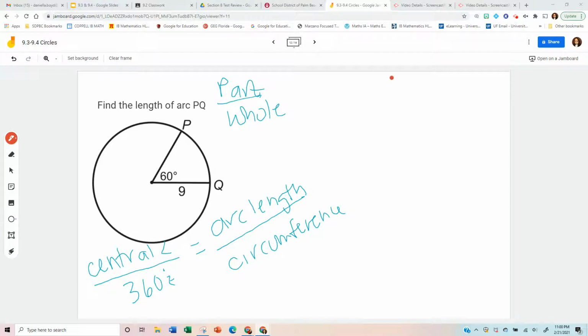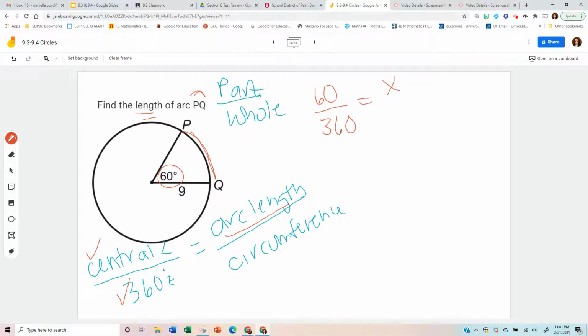Okay, so I'm going to start setting up this proportion. This right here is my central angle, so my proportion is going to start as follows. It's going to be 60 over 360. I got the central angle, I got 360. If I'm looking for the arc length of PQ, which is this arc right here, which I could also see written like that, since I don't know it, I'm going to put an x just like I did in the previous problem.